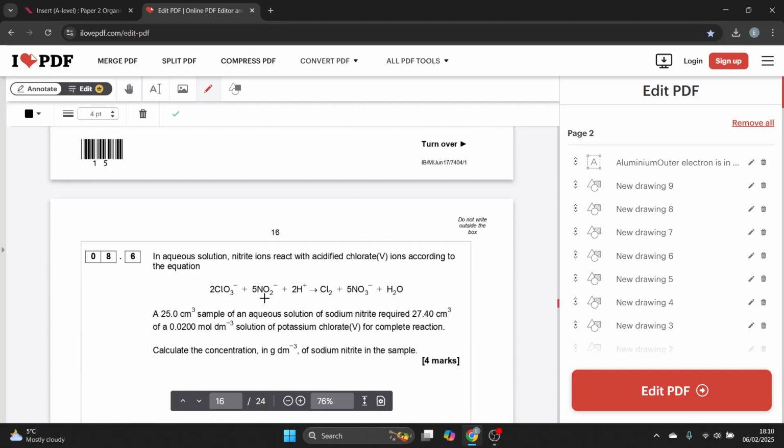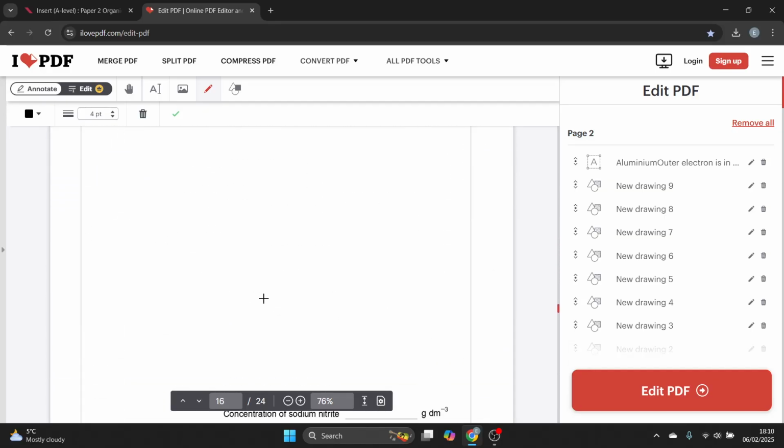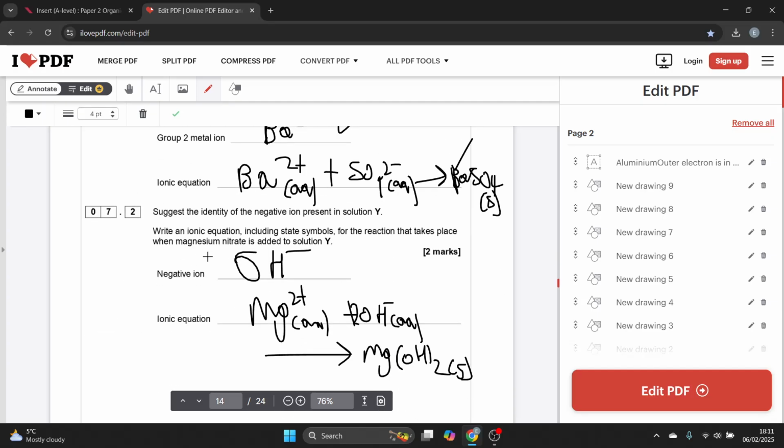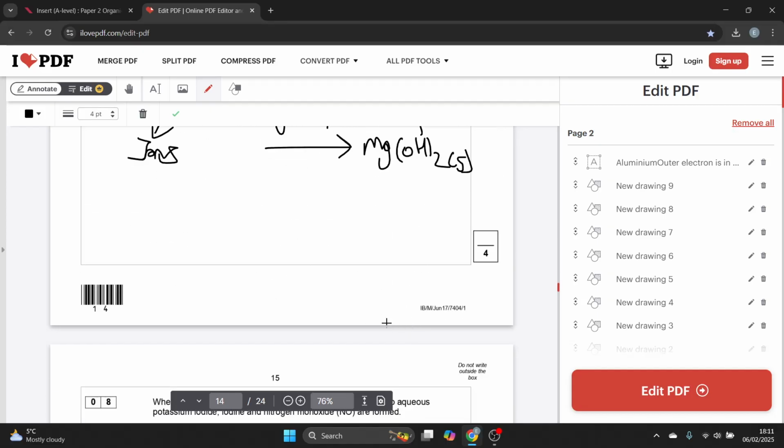Question 8.1, and then all of this. So let's just review this. Question 7.1, Ba2+ aqueous plus SO4 2- aqueous to form BaSO4 solid. 7.2, negative ions generally always going to be OH- ions. And then the ionic equation, I only care about the ions, that's why I call it an ionic equation. So with magnesium nitrate, I only care about Mg2+ aqueous, and then plus OH- to form Mg(OH)2. I need a 2 there as well to form a solid.